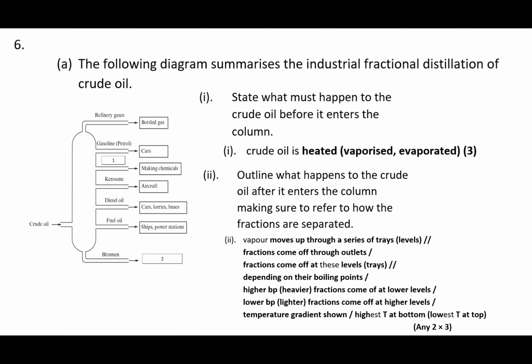The temperature gradient shown: you can see the highest temperature at the bottom, lowest temperature at the top. You can see these double slashes separate different points. Okay, the single one just gives you options. So you must mention the difference in boiling points, and then how the vapor moves up through the fraction. So you can see your options there for 6 marks, where you get the marks.